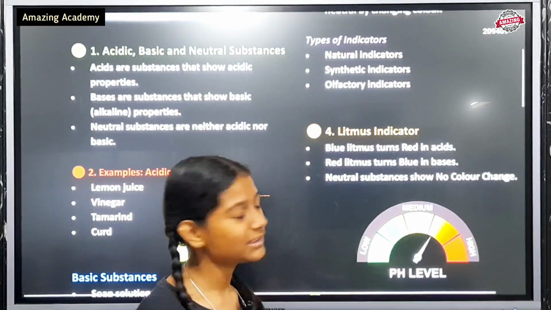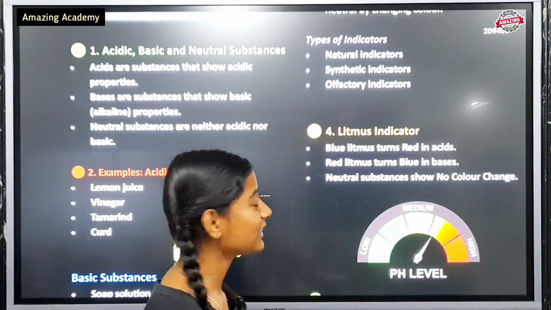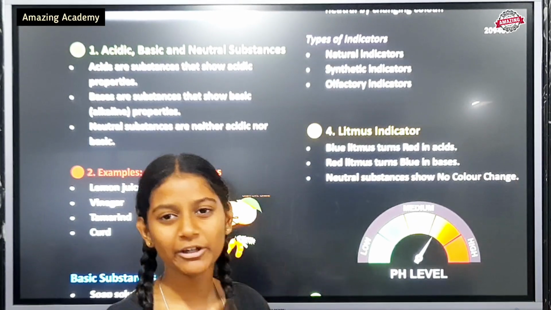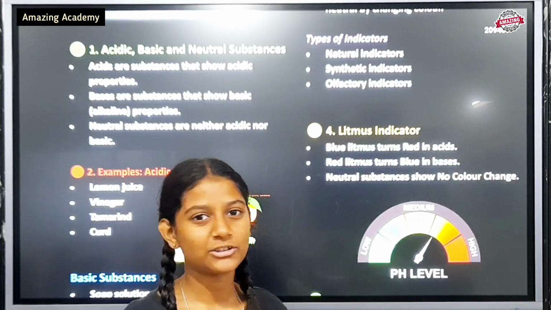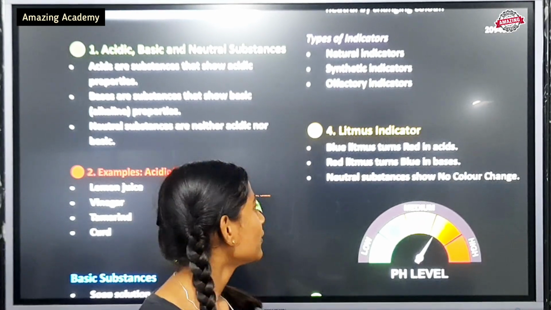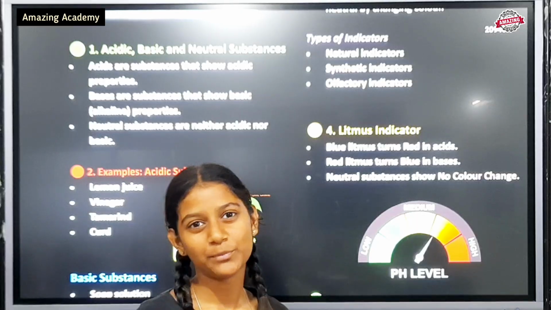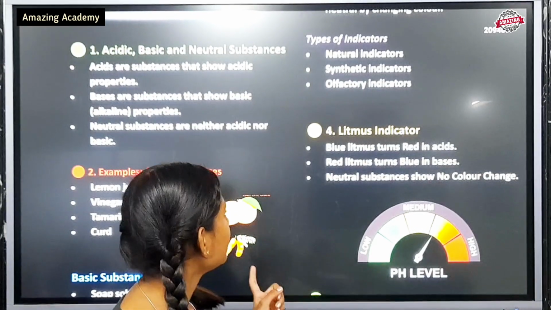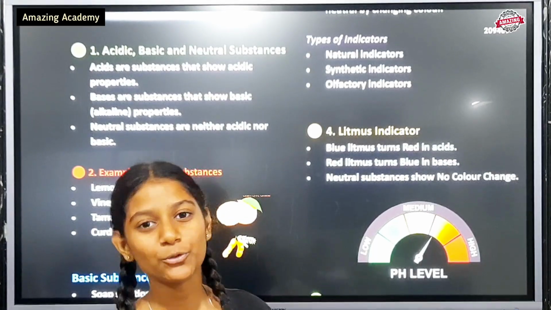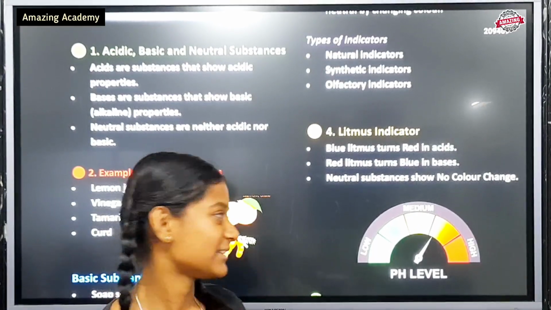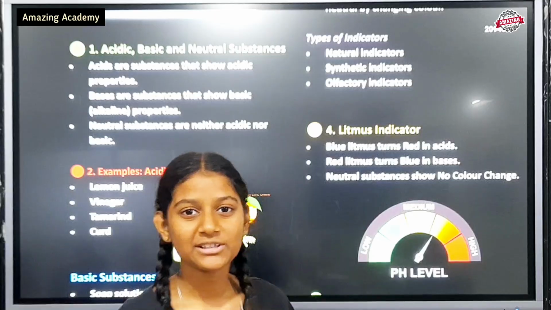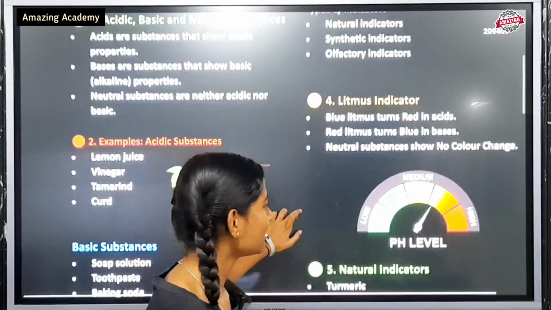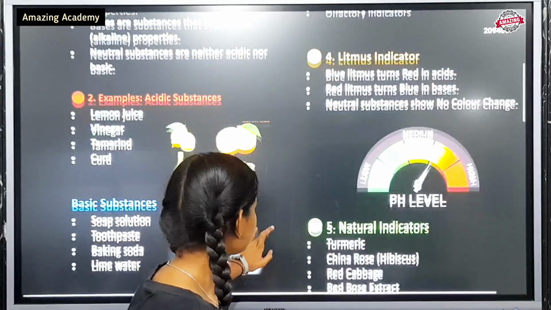First comes the litmus indicator. Litmus occurs in two forms, a liquid form and a solid form. Here we will only study the solid form, which is the paper. Litmus paper comes in two colors, blue and red. Blue litmus turns red in acidic substances, and red litmus changes into blue when it comes in contact with basic substances. As I told you, neutral substances don't show any color change.